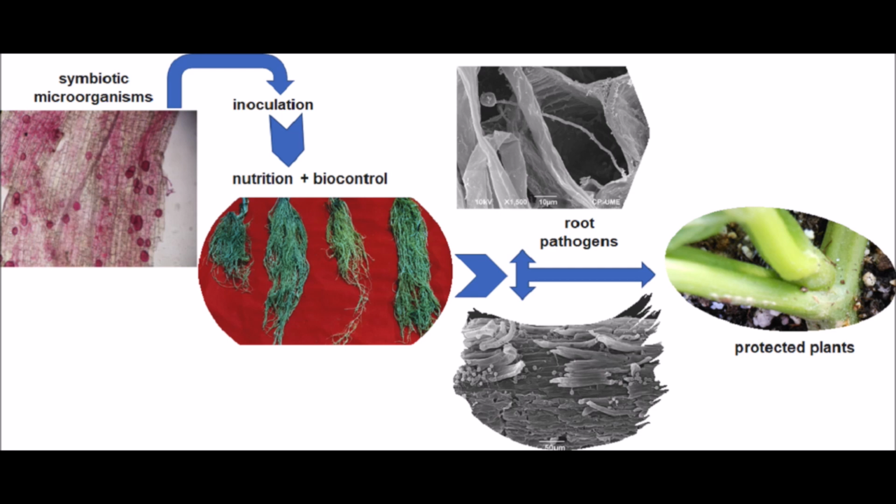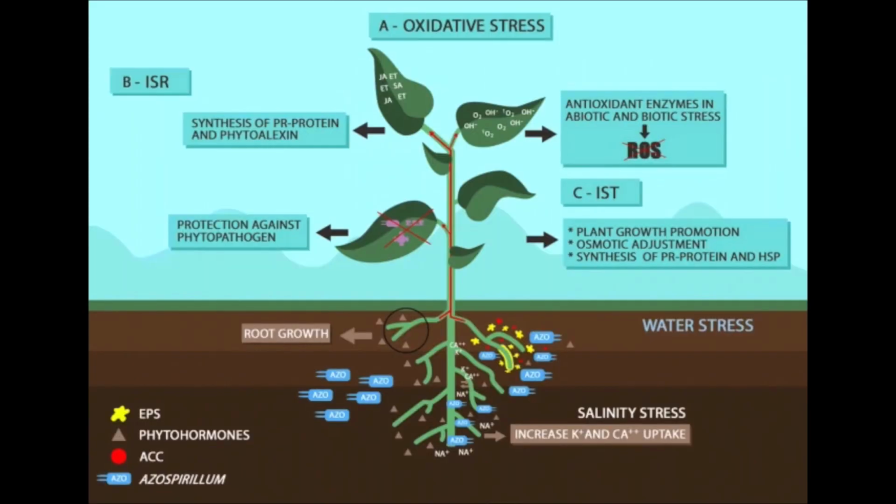Azospirillum stimulates production of phytohormones, polyamine, and trehalose. Phytohormones are organic molecules that affect seed germination, root growth, stem and leaf growth, flowering, and seed dormancy. Azospirillum synthesizes the phytohormones cytokinins, auxins, salicylic acid, abscisic acid, gibberellins, and ethylene.